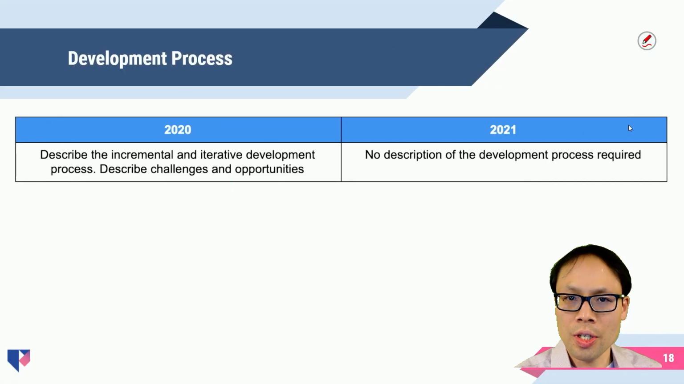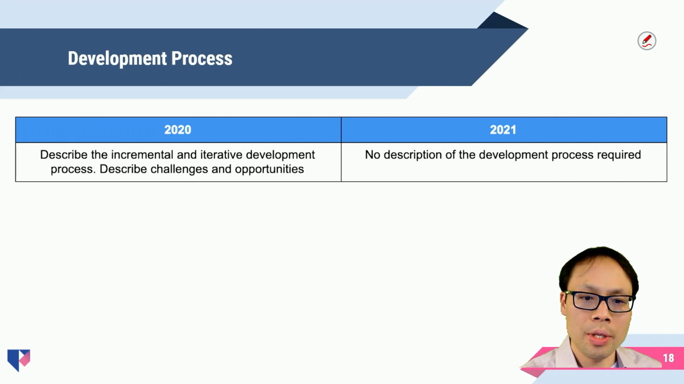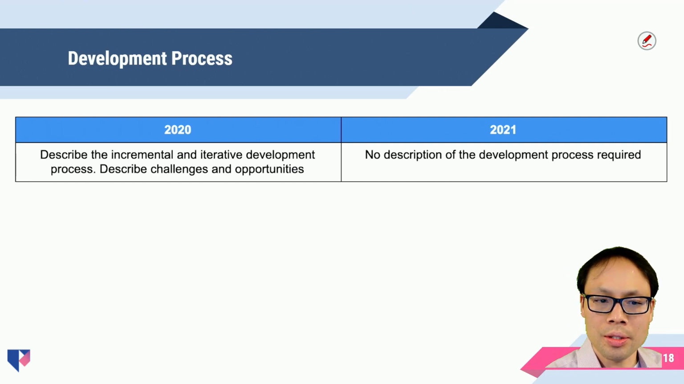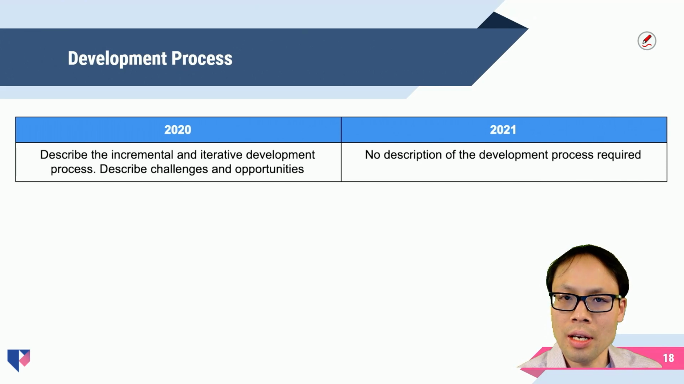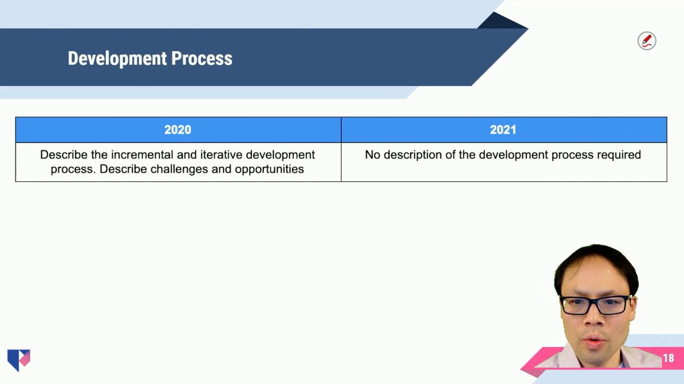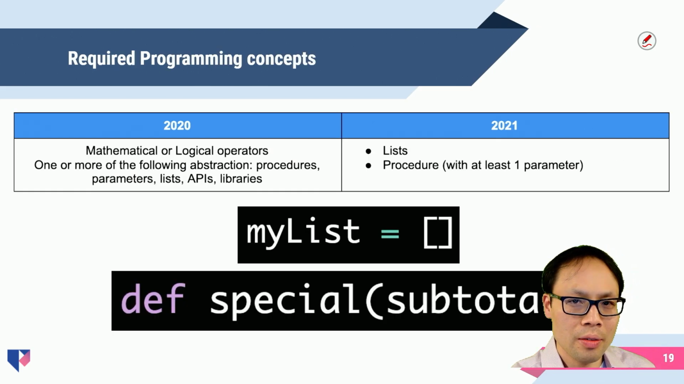All right, other changes in the rubric. So development process, previously, it asks you to describe the incremental and iterative development process, describe the challenges and opportunities. And now they've gotten rid of that requirement, so you don't have to describe the development process. We're going to get on to, I think, the more complicated part of the new changes here.